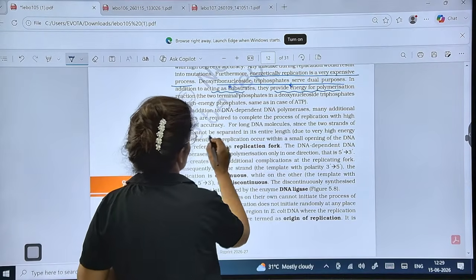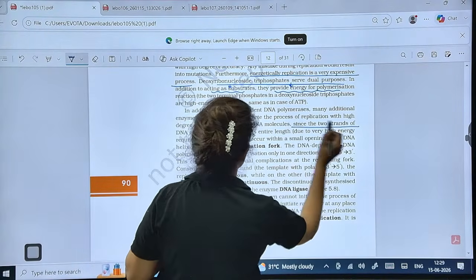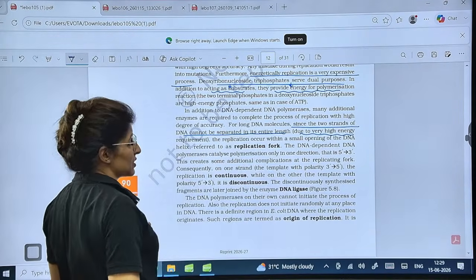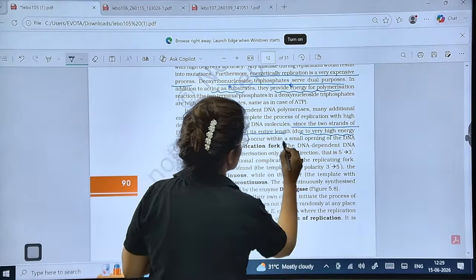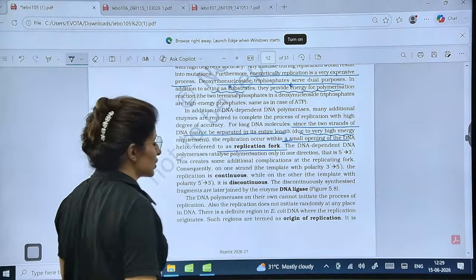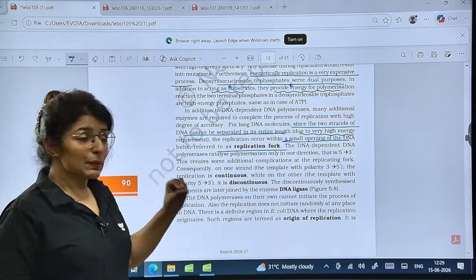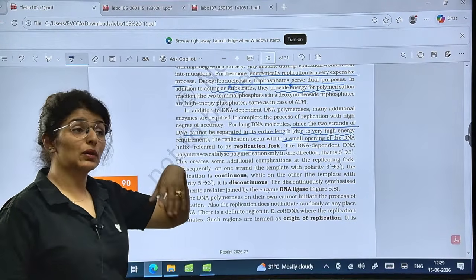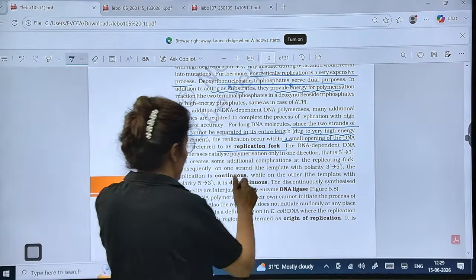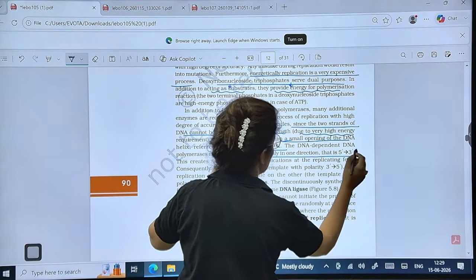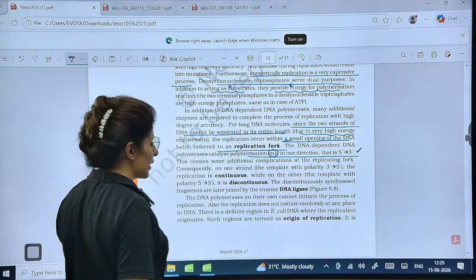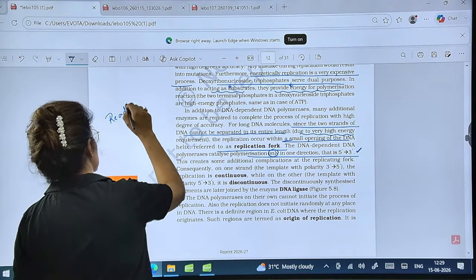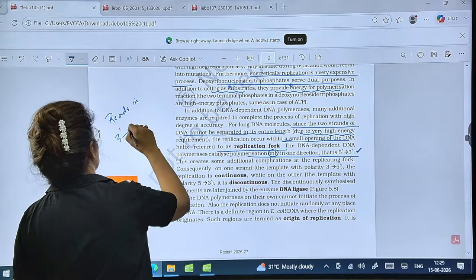The 2 strands cannot be separated along the entire length. Why can the 2 strands not be separated in one go? Because it demands a lot of energy. Therefore, it opens within a small opening known as the replication fork. Now remember, this polymerase enzyme will always read in the 3' to 5' direction, and it will polymerize in the 5' to 3' direction. See, polymerization only in one direction. It is only in one direction, right? And it reads, that means it attaches itself, in the 3' to 5' direction.